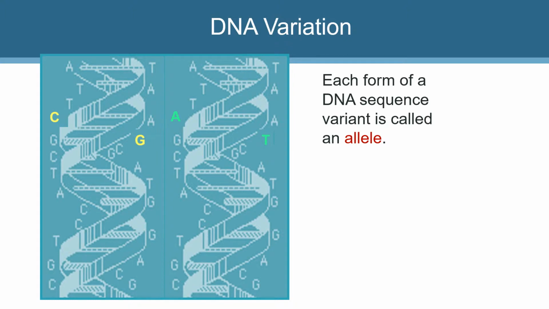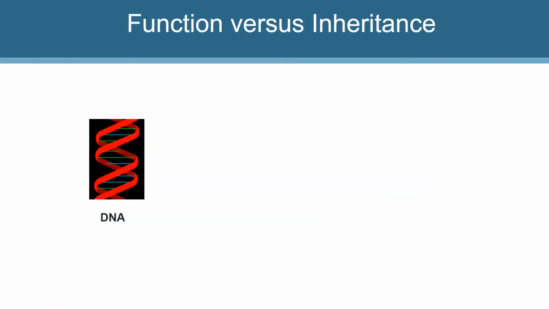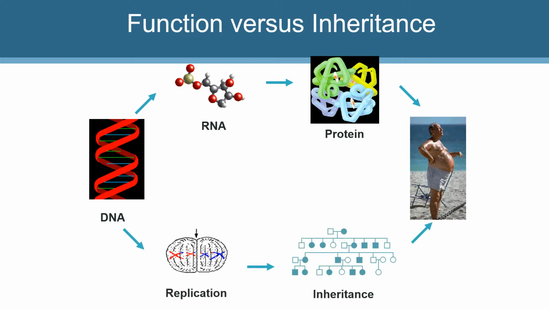There are 2 copies of every chromosome in diploid organisms like humans, and there is variability throughout the genome. Each form of a DNA sequence variant is called an allele. Homozygotes have 2 copies of the same allele, and heterozygotes have 2 different copies. The influence of DNA can be examined at the level of function through gene expression and protein action, or the effect of DNA sequence and variation can also be examined through segregation and inheritance.